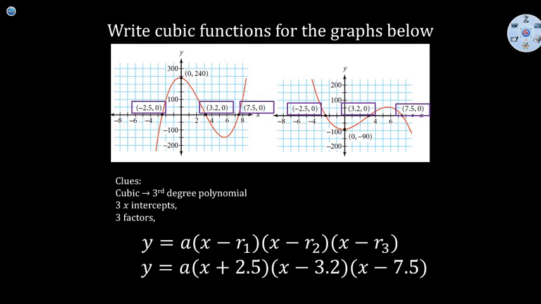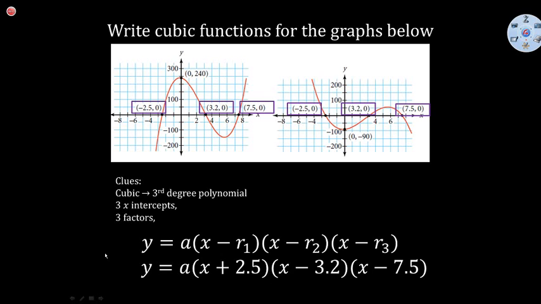I hope you're picking up on my vocabulary here. We call this an x-intercept. This would be called a root. This down here, x plus 2.5, is the factor. x minus 3.2 is a factor. So there are 3 factors, 3 roots.